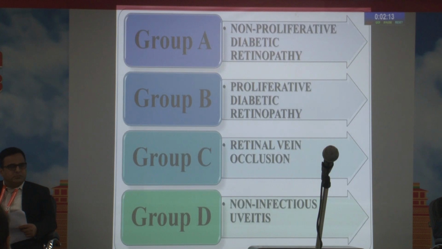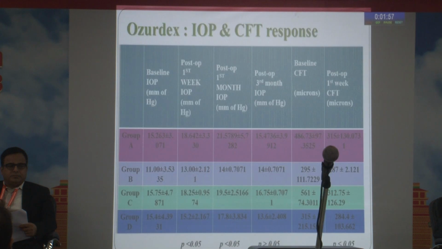2 patients underwent vitrectomy after a period of 3 months. For convenience, based on the type of indications for Ozurdex, we divided them into group A as non-proliferative diabetic retinopathy, group B as proliferative diabetic retinopathy, group C as retinal vein occlusion, and group D as non-infectious uveitis. Coming to this table, we see a post-operative spike of the intraocular pressure during the first month, which is maximum in group A and statistically significantly different from the baseline IOP, and the IOP returned to baseline after 60 days or the third month.